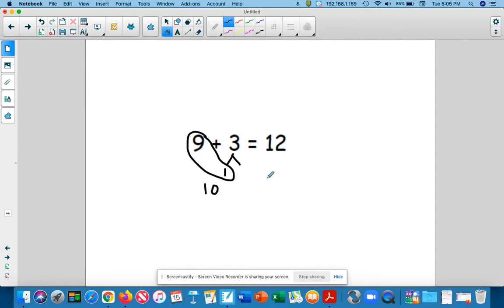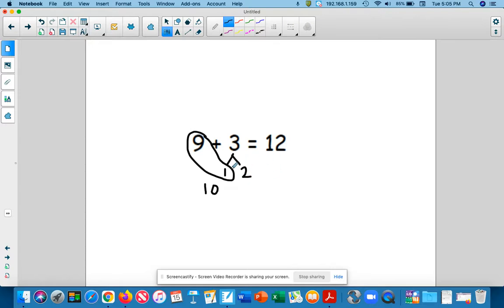Now, the only thing we need to do is figure out what's the other part. We have our whole is 3, and a part is 1. What's that other part that we need? Well, 1 and 2 make 3. So that's my other part. And you can even check it by saying 10 plus 2 make 12.